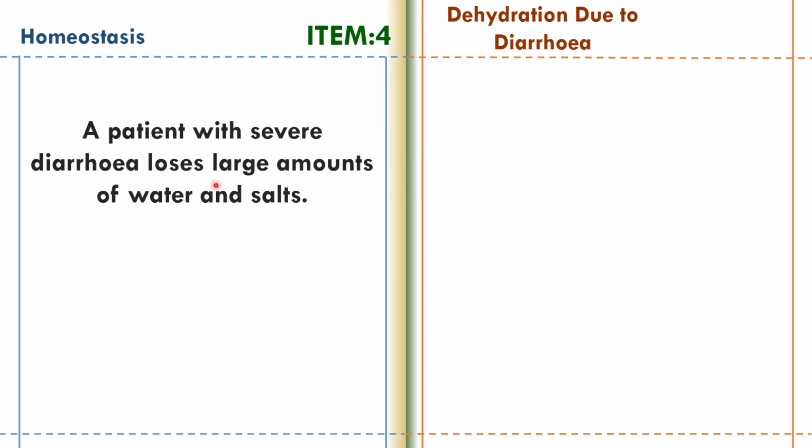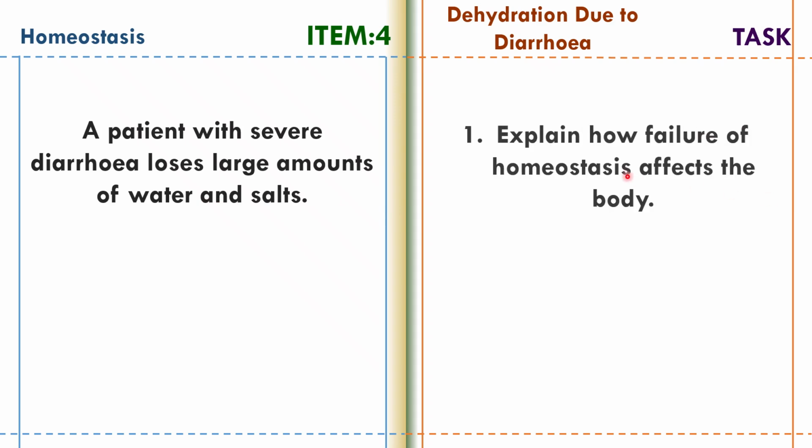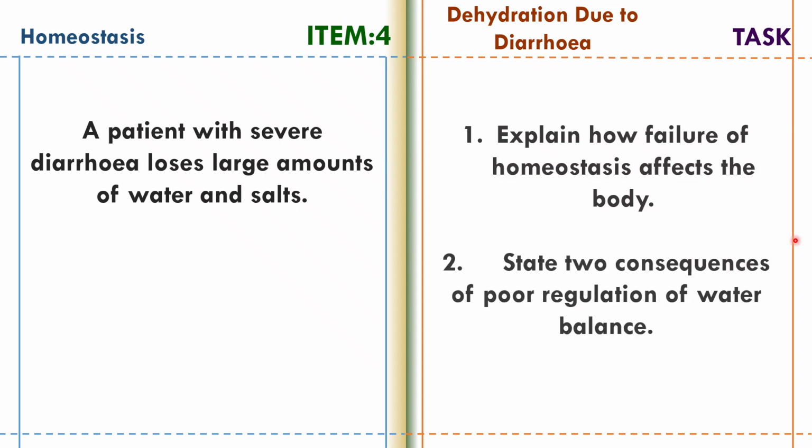Homeostasis, item 4. Let's look at dehydration due to diarrhea. A patient with severe diarrhea loses large amounts of water and salts. Task: explain how failure of homeostasis affects the body. State 2 consequences of poor regulation of water balance.